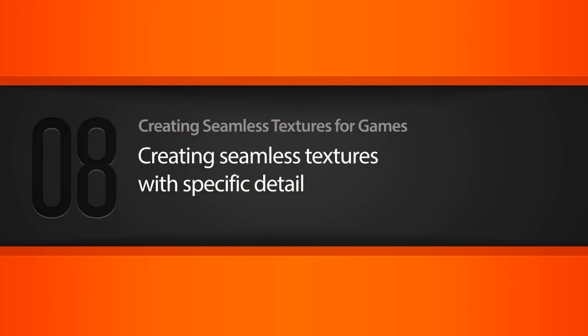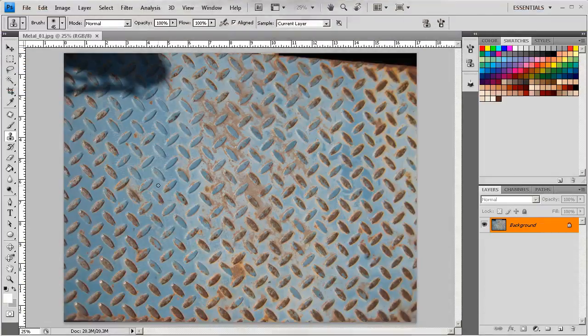In this lesson, we're going to take a look at how to create a seamless texture that has specific detail that must be matched up properly. Alright, so we have this metal walkway here, and in the image we've got several things that are wrong with it. For one, we can see that the angle is off. We've got a shadow that crept into the image and things like that, and these are all things that we may have to take care of.